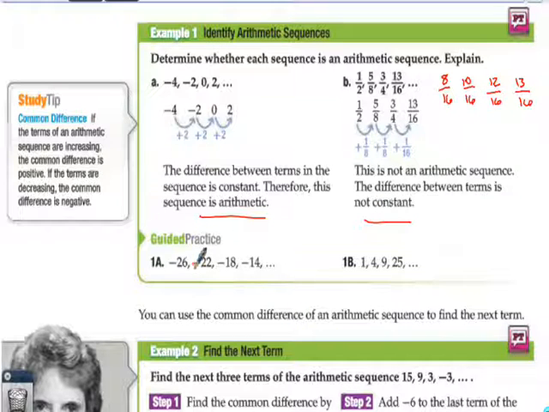So let's take a look at 1a. This is +4, +4, +4, so this one's a yes. This one is +3, +5, +16, so that is a no. Okay, real simple there. Just identifying whether or not it's an arithmetic sequence.